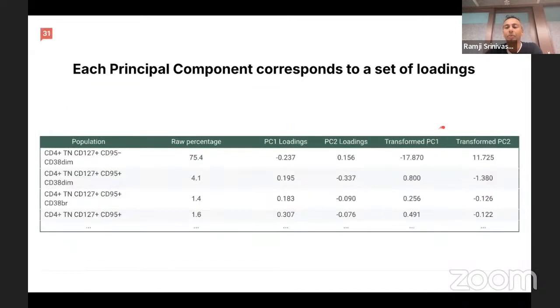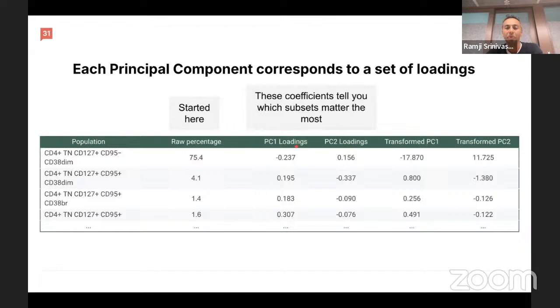And we're going to be able to plot XY from these PC1 and PC2 loadings. So we start here with this raw percentage, 75.4%. And these coefficients will tell you which subsets matter the most. So PC1 loadings, PC2 loadings.